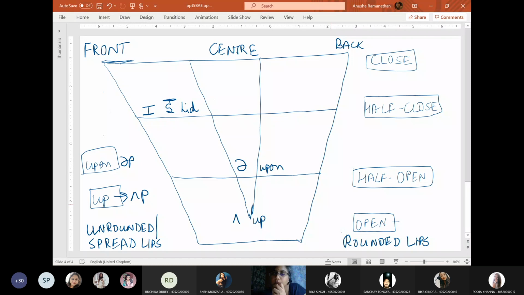Say it. Is there a difference in how your mouth opens and closes? Upon, a versus E, hid. Is your mouth a little bit more closed? And in upon, is your mouth slightly open? Yes, ma'am. In terms of barely lips open. Yeah. So that is the point between half close and half open.